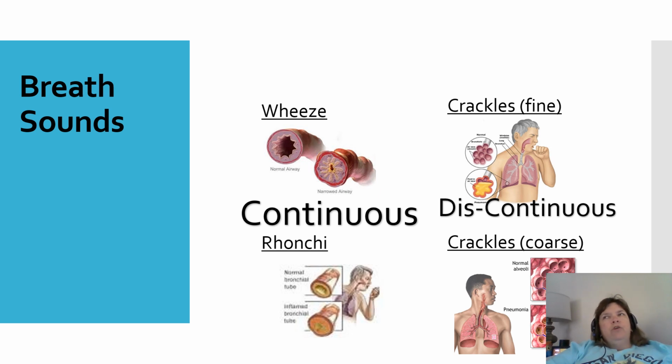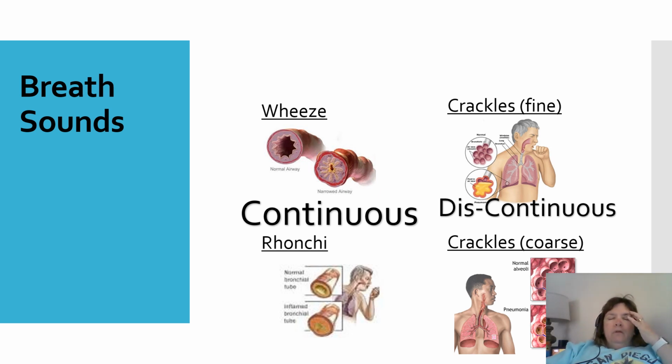Also, it's important for you to understand the other sounds, the adventitious sounds that you may auscultate. Some of those will be wheezes, which is a continuous sound. You can hear it inspiratory or expiratory. It's caused by a narrowing of the airway. So we primarily will hear wheezes in an asthma attack or that type of situation, and it's caused by some type of a narrowing of that airway.